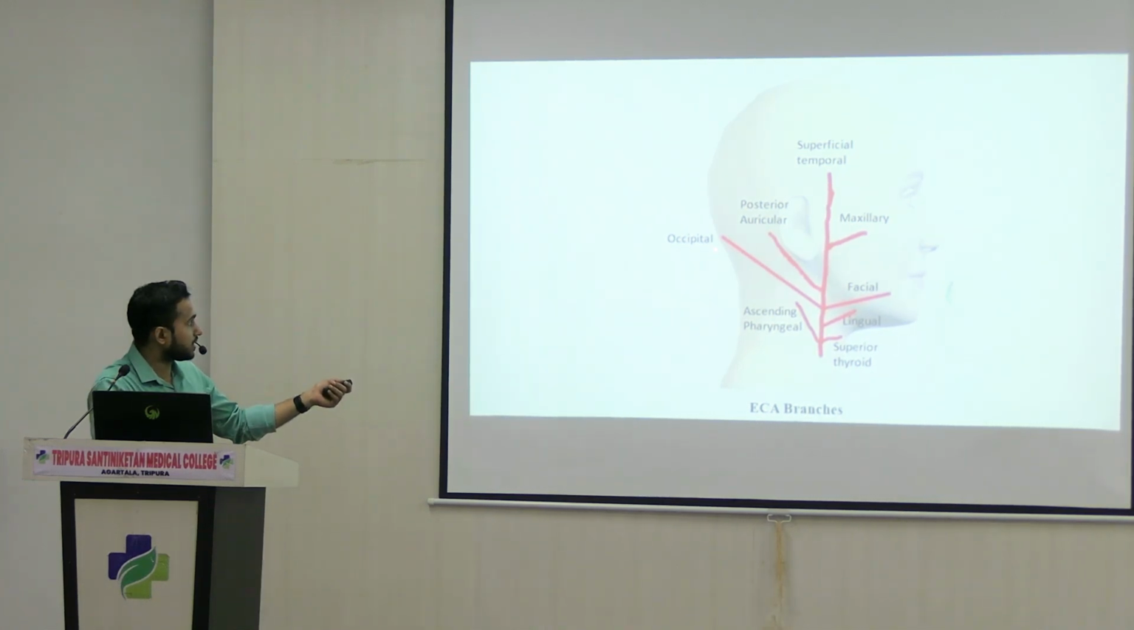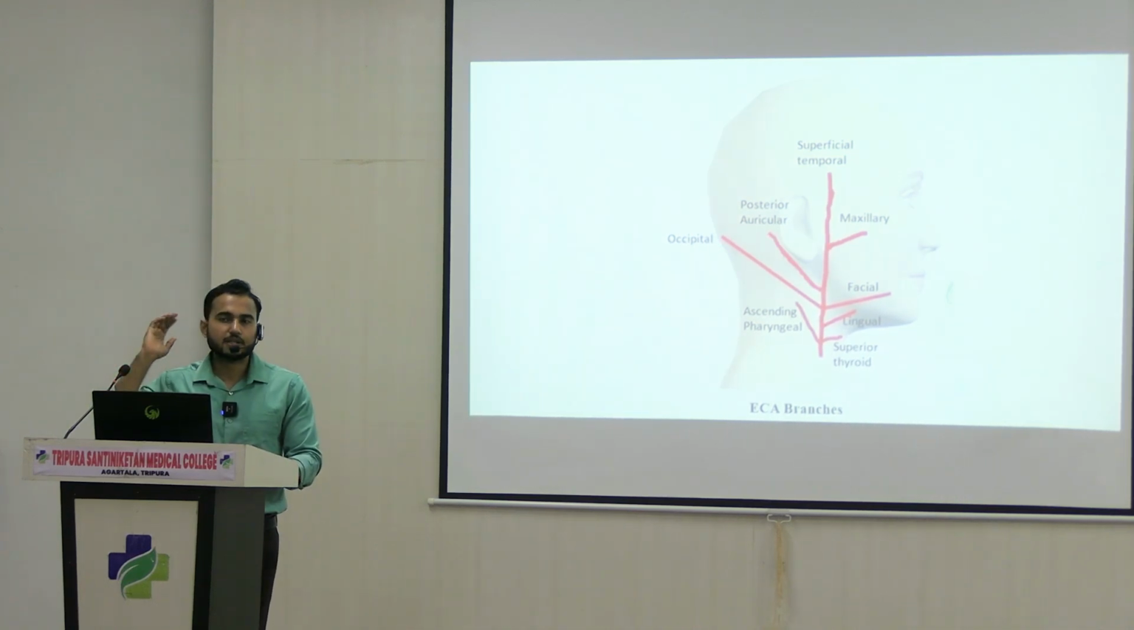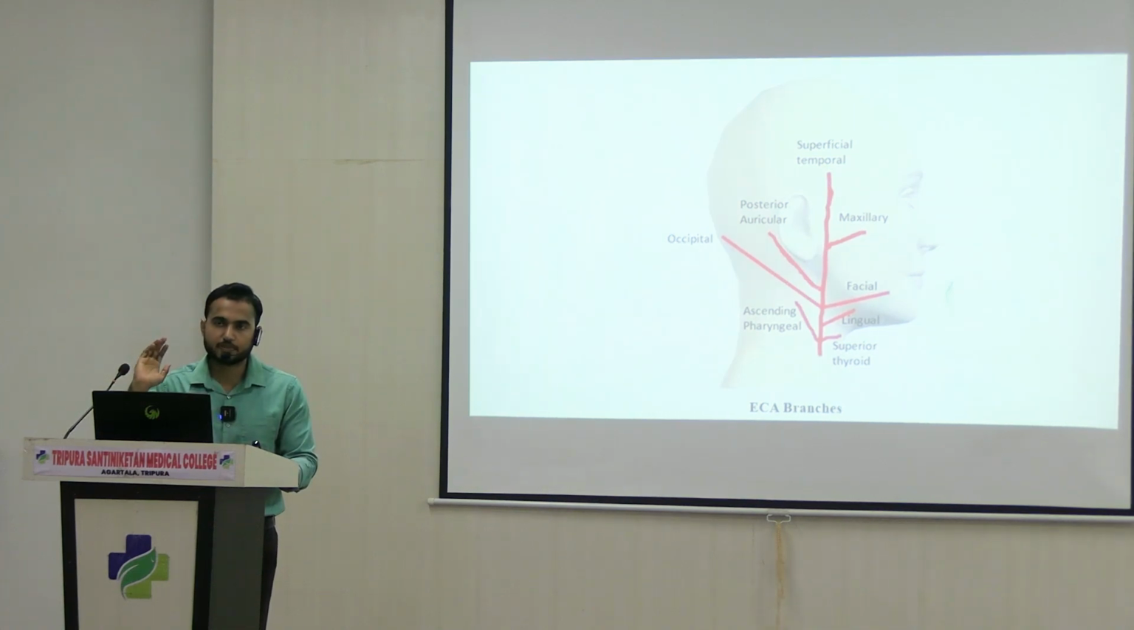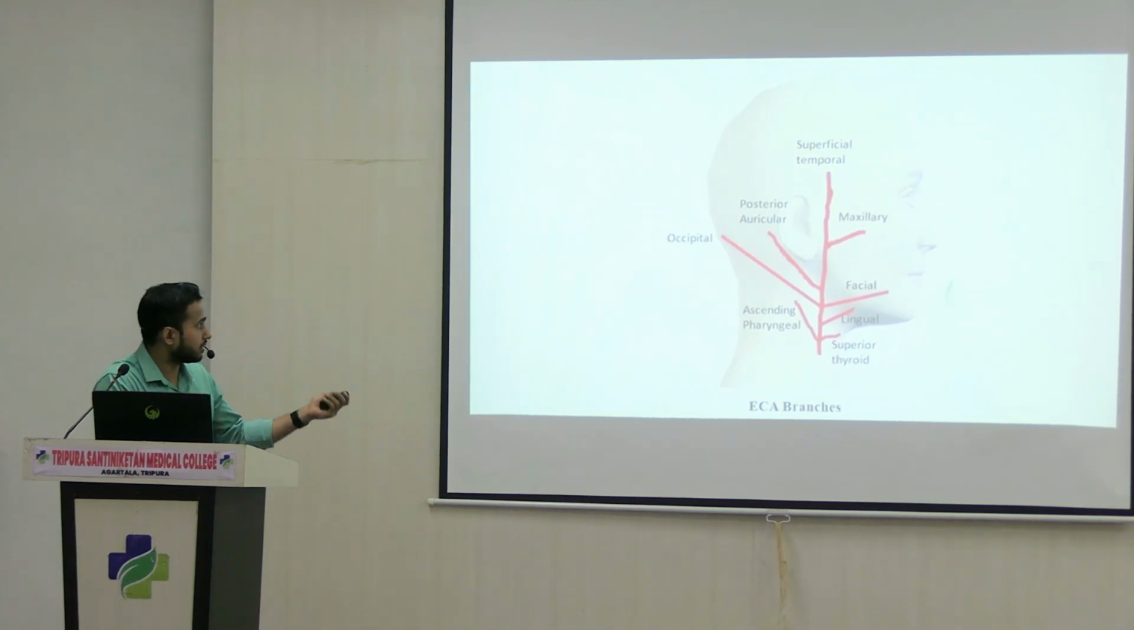Okay, so see, this is the occipital artery, this is the posterior auricular artery. The occipital artery is mainly supplying the scalp, posterior aspect of the scalp, posterior aspect of the head, posterior aspect of the neck, and the deeper muscles which are present on the posterior aspect of the neck. These are the structures supplied by the occipital artery.